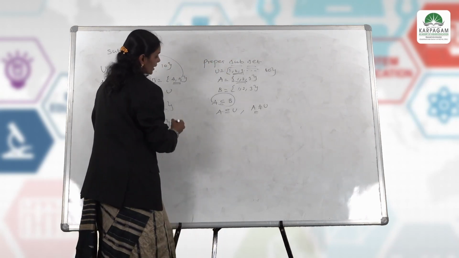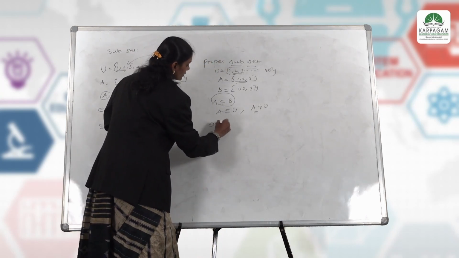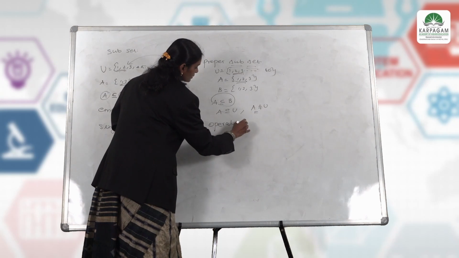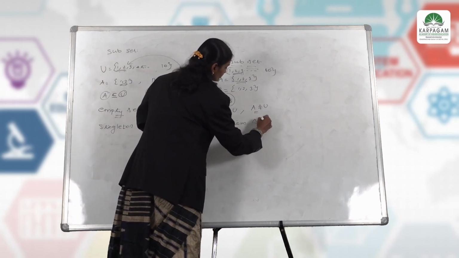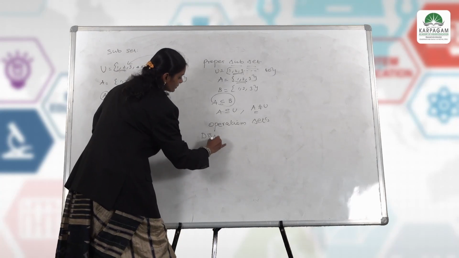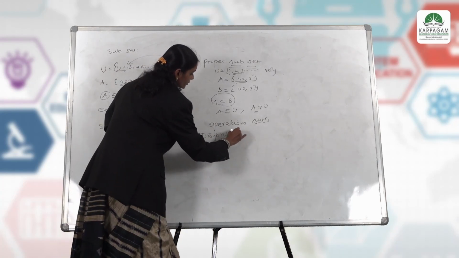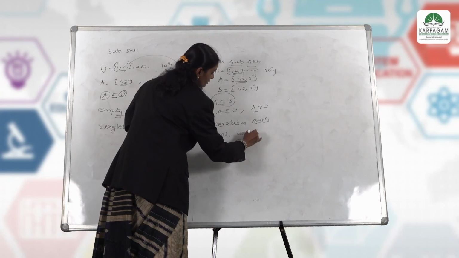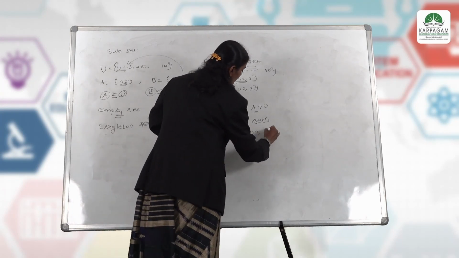And now we are going to discuss operations on sets. That is disjoint, union and difference.